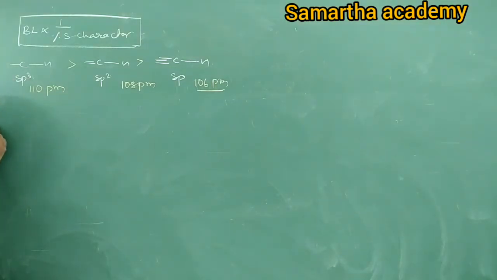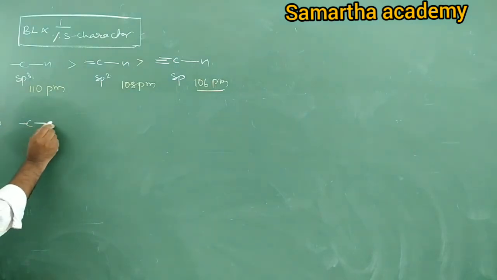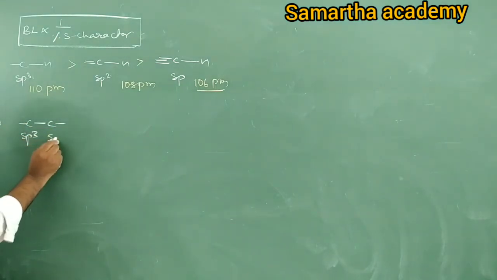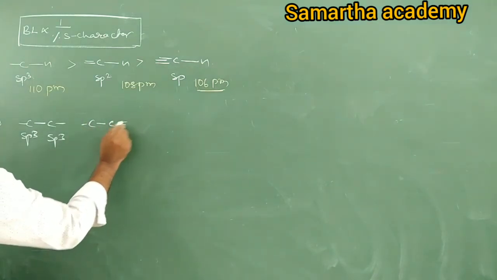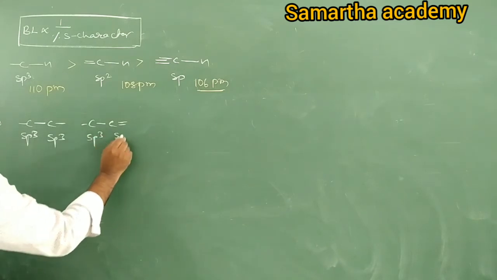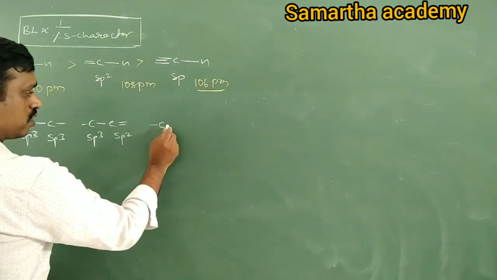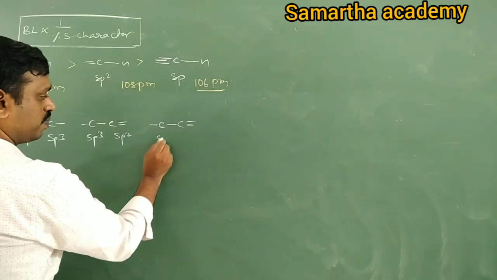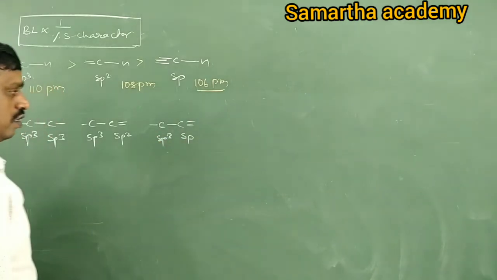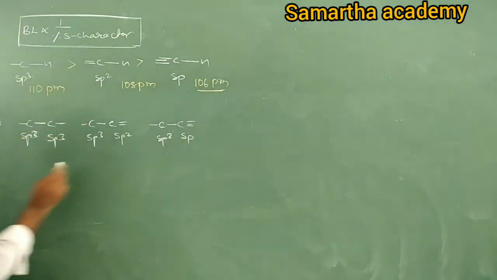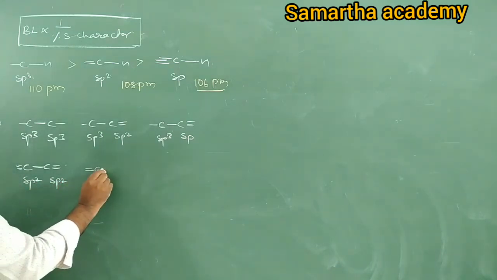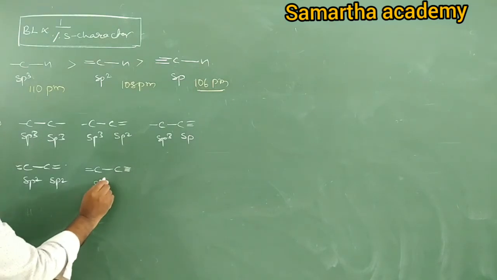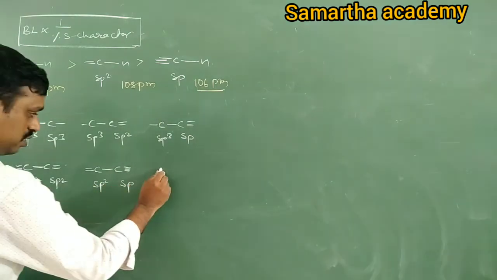Let us take one more example. Carbon, carbon, sp3 carbon. Next, it is a sp3 carbon, sp2 carbon. Next, sp3 carbon, sp carbon. Next, let us take sp2 carbon, sp2 carbon. Next, sp2 carbon, sp carbon.